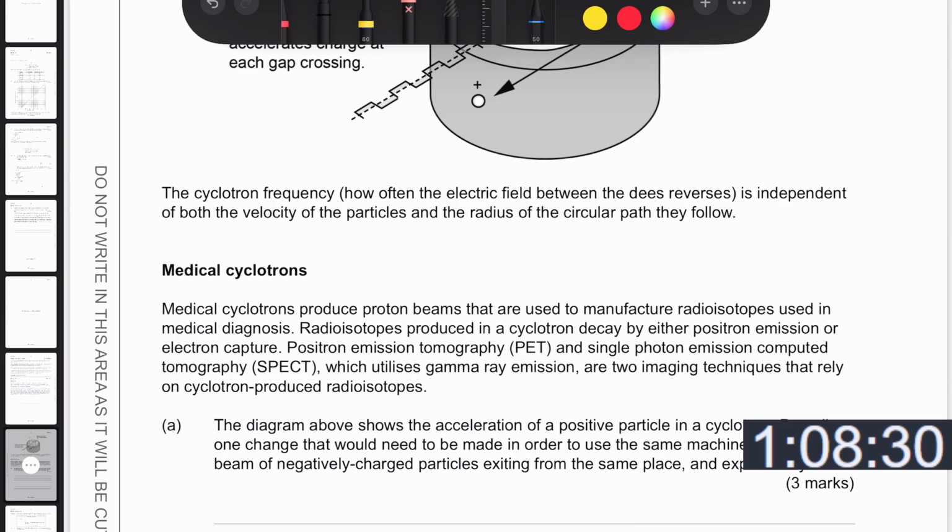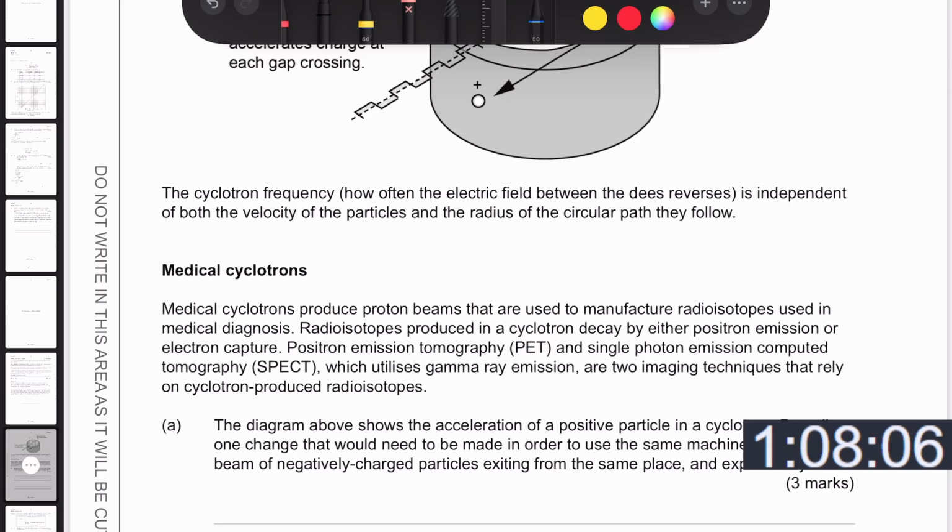Medical cyclotrons produce proton beams that are used to manufacture radioisotopes used in medical diagnosis. Radioisotopes produced in a cyclotron decay by either positron emission or electron capture. Positron emission tomography (PET) and single photon emission computed tomography (SPECT), which uses gamma ray emission, are two imaging techniques that rely on cyclotron-produced radioisotopes.